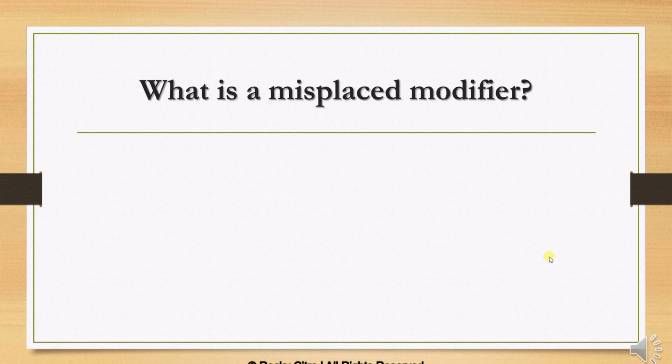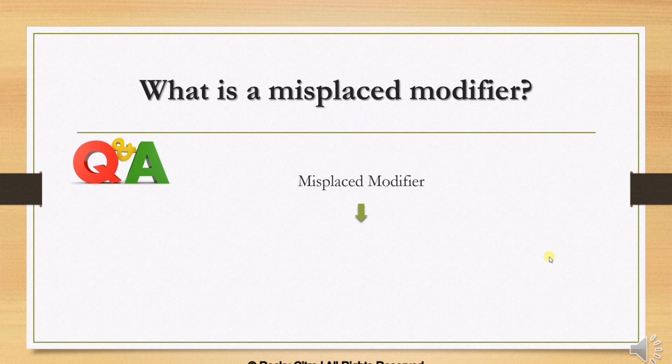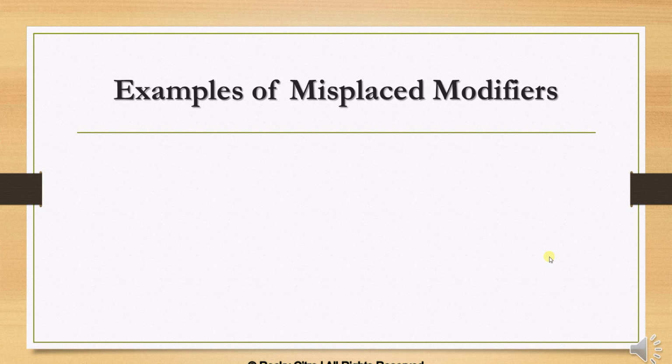Okay, so what is a misplaced modifier? Well, of course, a misplaced modifier is just a modifier that's in the wrong place. What does that mean? Well, it means that your modifier is describing the wrong sentence element. Let's take a look at some examples, starting with modifiers as words.